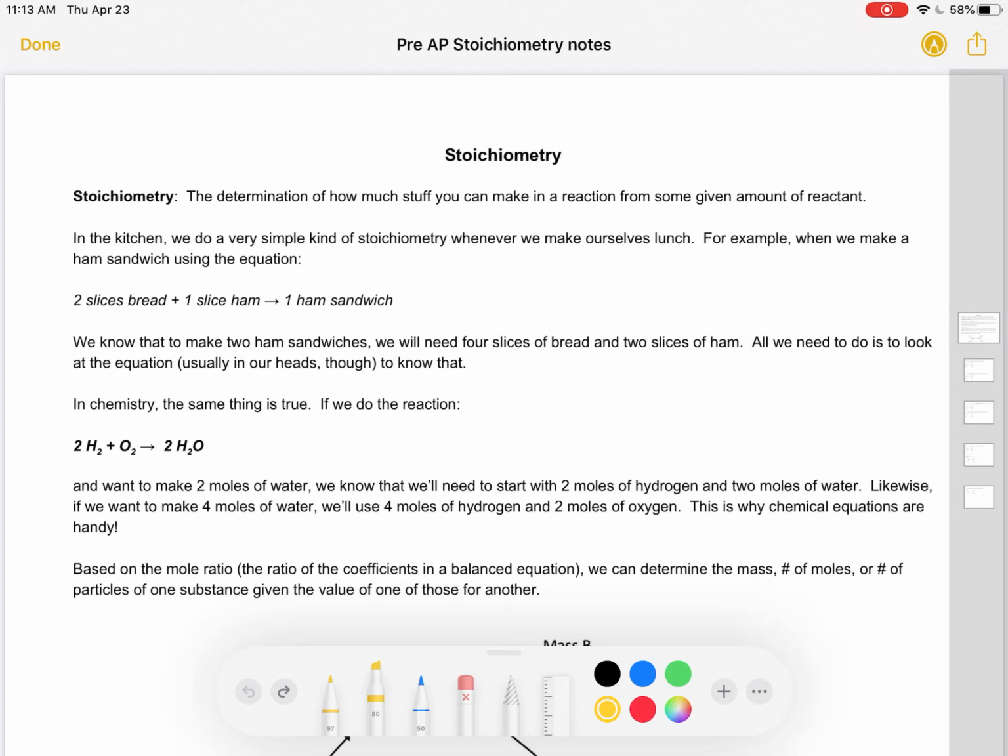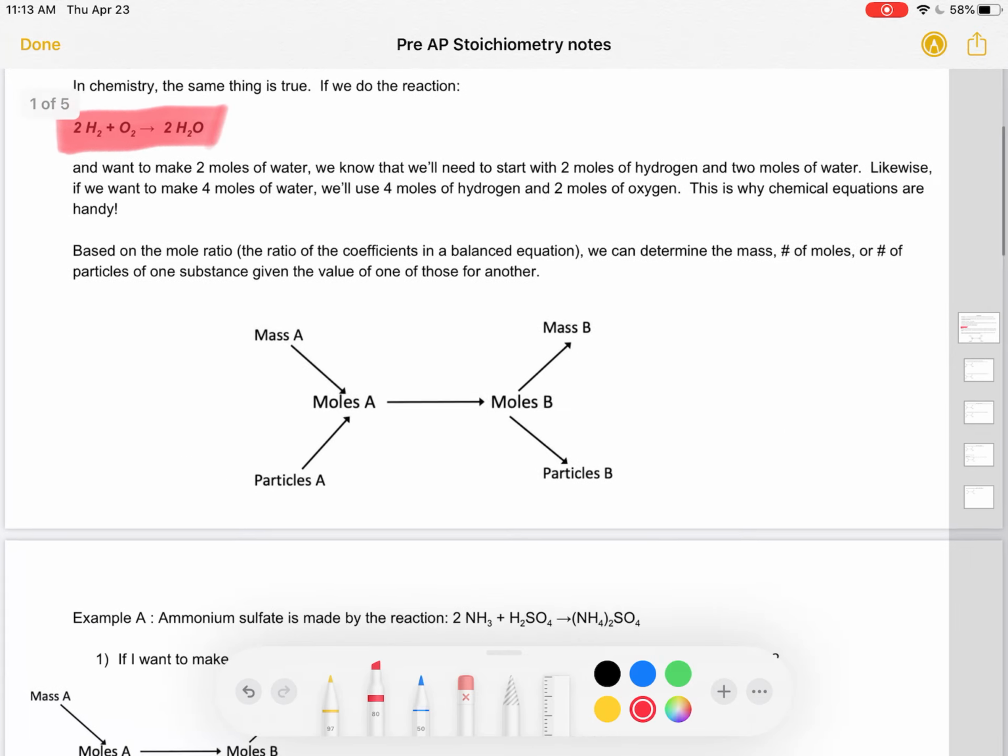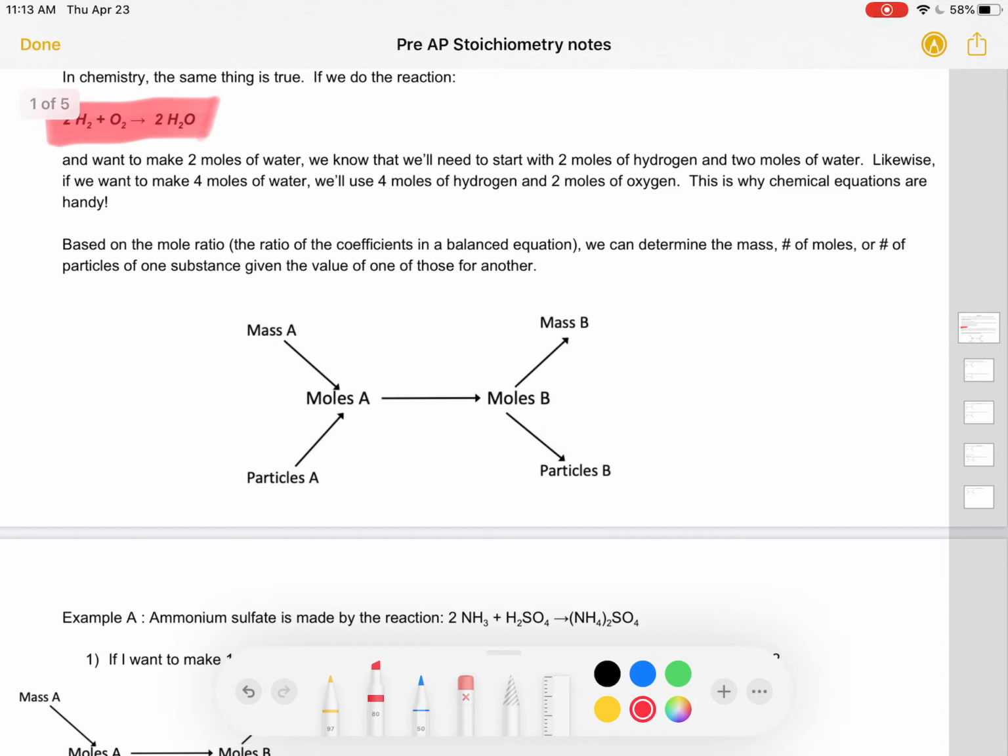Okay, so if we have this reaction here, which is 2 hydrogen molecules and 1 oxygen molecule react to form 2 water molecules, we know that in order to make 2 moles of water, we need to start with 2 moles of hydrogen gas and 1 mole of oxygen gas. But if we want to make 4 moles, we basically have to double everything that we have. So that's using what's called the mole ratio. And the mole ratio is the ratio of the coefficients in your balanced chemical equation.